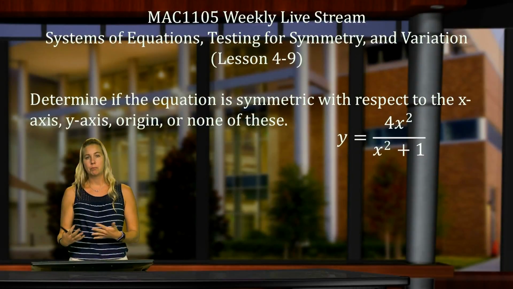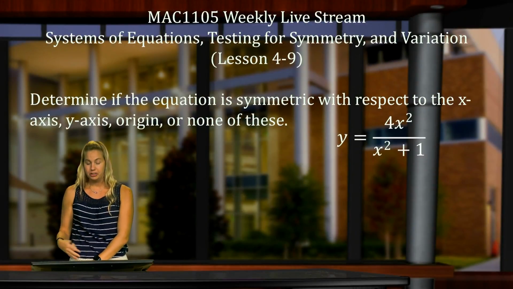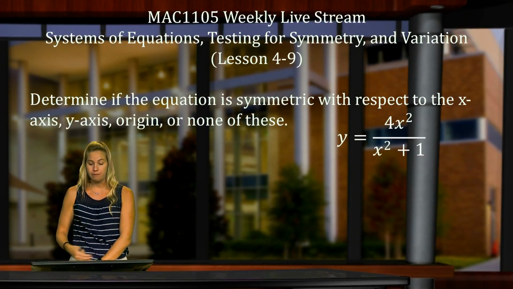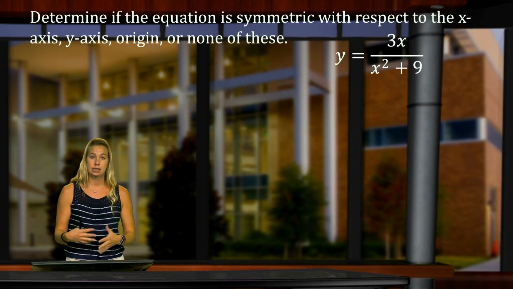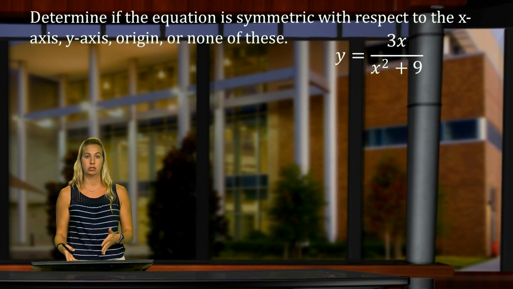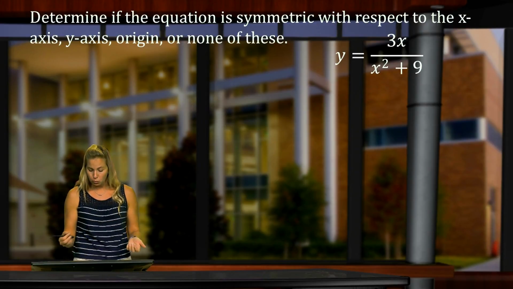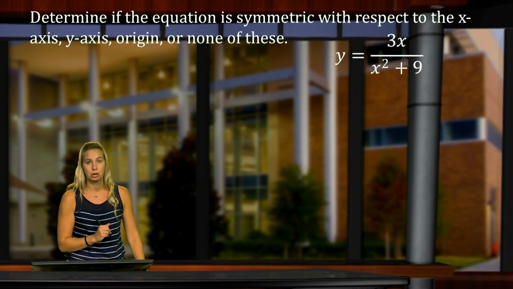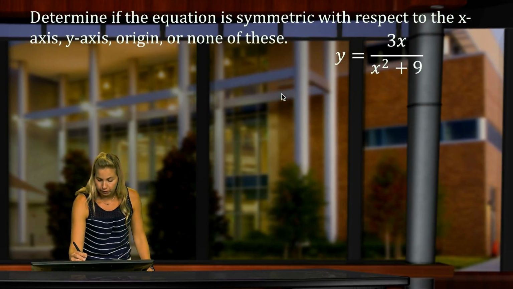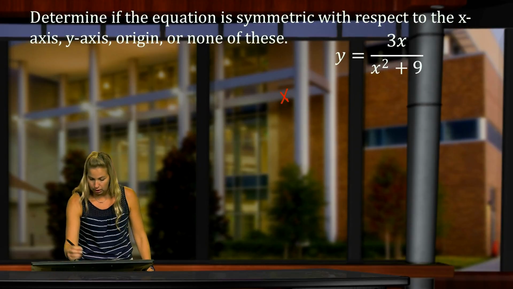So let's go ahead and get started. We're going to jump around a couple questions just to make sure that we get through everything. But the first question we're going to deal with has to do with symmetry and testing whether or not an equation is symmetric with respect to the x-axis, the y-axis, and the origin. So for this equation, y equals 3x over x squared plus 9, we're going to first test for symmetry with respect to the x-axis.